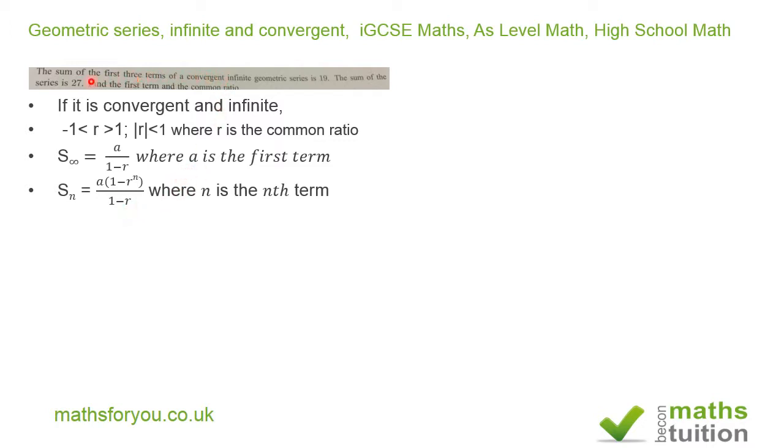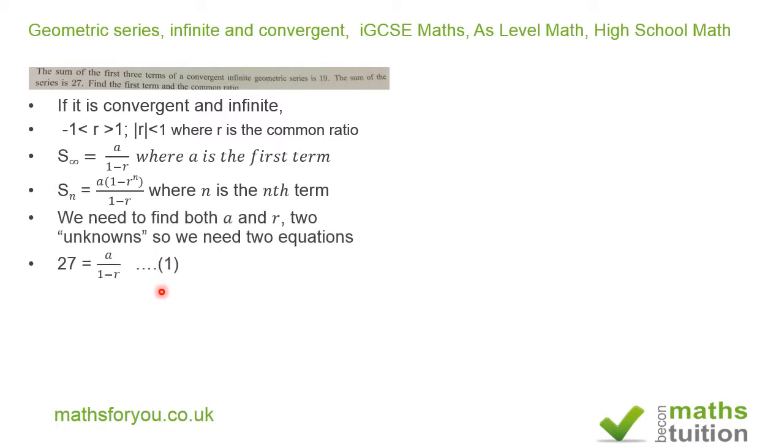Okay, now for this problem here, we're going to form two equations. Okay, firstly, we're going to have that 27, which is the sum of the infinite sum of this series, is 27, and 27 is equal to a over 1 minus r. Okay, I hope that makes sense. And equation 2 will be that 19, which is the sum of the first three terms, is equal to a into 1 minus r raised to the power 3 divided by 1 minus r.